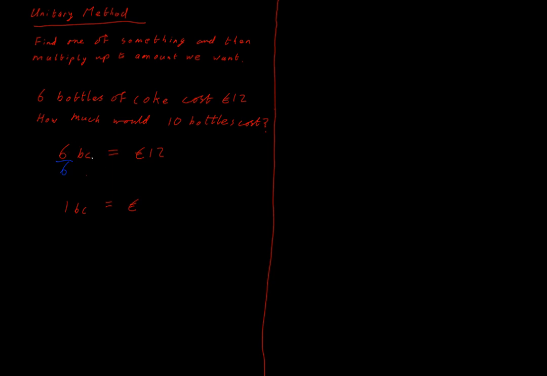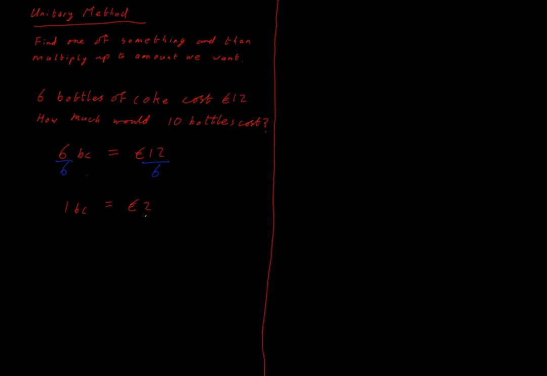Now, if I do something to one side of an equation, I have to do it to the other to keep everything balanced. So if I divide 6 by 6, I have to divide 12 by 6. And what am I going to end up with? I'm going to end up with €2. 6 goes into 12 2 times, and I can also do this on my calculator, 12 divided by 6. So I now know that 1 bottle of Coke costs me €2.